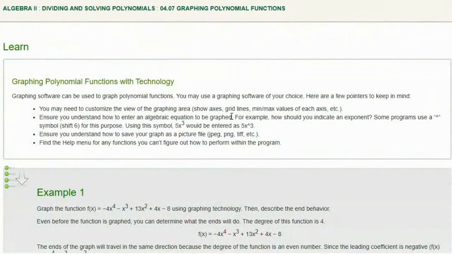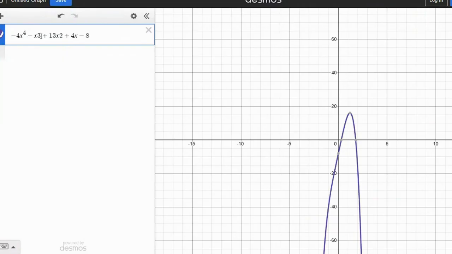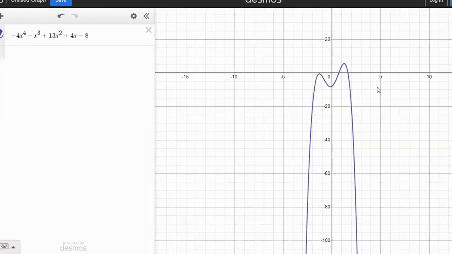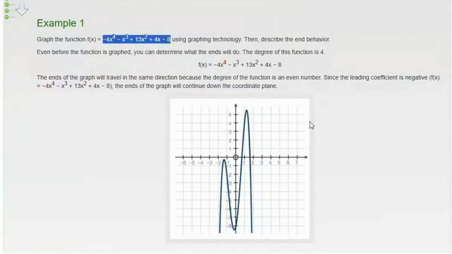as long as you have something in there to understand what happens in your notes. So with technology, it says graph this function, -x to the 4th, using technology, and describe the end behavior. You copy it, and it gets the 3rd power, 2nd power, 4th power. What is the end behavior? The left end and the right end both point towards negative infinity. They both go down. Because it's an even degree, we know they go the same direction. And it's a negative coefficient, so we know that direction is down. The ends of the graph will continue down.